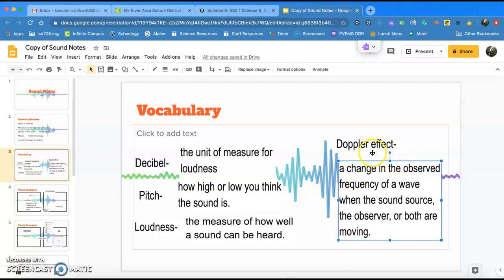The last word here is called the Doppler effect. I'll just leave the definition here, so I just want you to have it. We'll come back to that in a little bit when I've got some pictures that go along with it. So loudness, how well the sound can be heard. Pitch, how high or low you think the sound is. And then we'll talk about the Doppler effect and decibels a little bit more here.